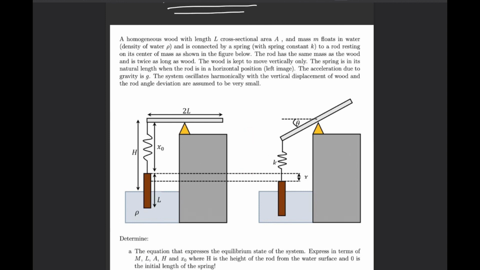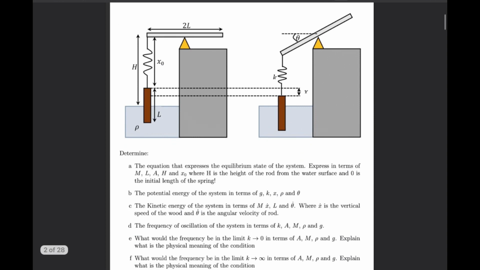It oscillates harmonically with the vertical displacement of wood, and the rod angle deviation assume it to be very small. So we probably have to do some sort of small angle approximation. So first he is asking the equation that expresses the equilibrium state of the system. That isn't too hard, as that would just be the buoyancy force equal to mg, as initially it is in its natural length, so there wouldn't be any spring force acting. The potential energy of the spring in terms of g, k, rho and theta, and the kinetic energy in terms of m, x dot, l and theta dot, and the frequency of oscillation he's asking.